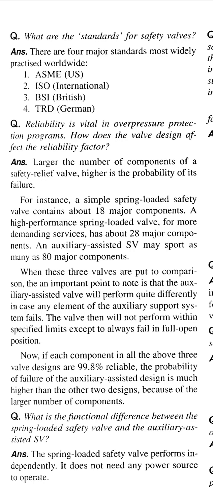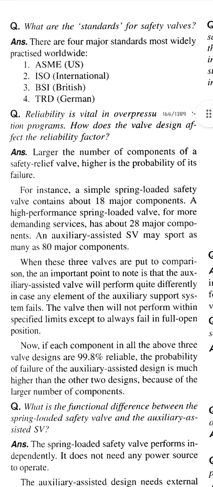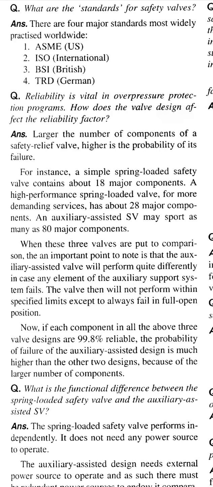Question: reliability is vital in overpressure protection programs. How does the valve design affect the reliability factor? Answer: the larger the number of components of a safety valve, the higher the probability of its failure. For instance, a simple spring-loaded safety valve contains about 18 major components. A high-performance spring-loaded valve for more demanding services has about 28 major components. An auxiliary assisted SV may sport as many as 80 major components.